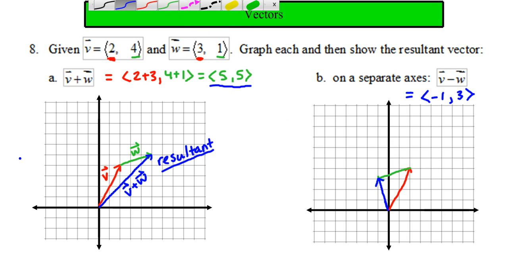So just to label what's going on up here, again we've got v and then negative w, and v minus w is going to be our resultant vector. And that's what it looks like.